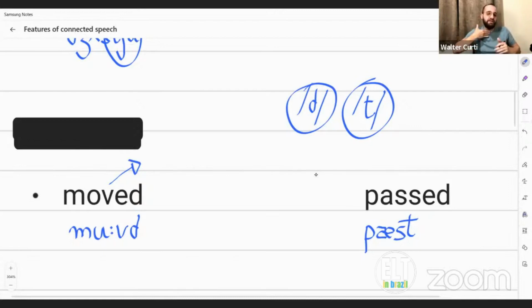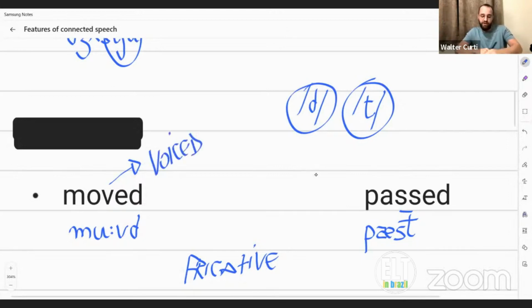So if you put your hand here and say V, you're going to feel some vibration because there's voice there. Now, if you do the same with the S sound, you're going to see that it's just air. Both of these sounds are called fricative sounds because there's friction in the articulators. Basically, you can feel some vibration in your lips. But further than that, I can tell you that one of them is voiced and the other is not. The V sound is voiced. The S sound is unvoiced.